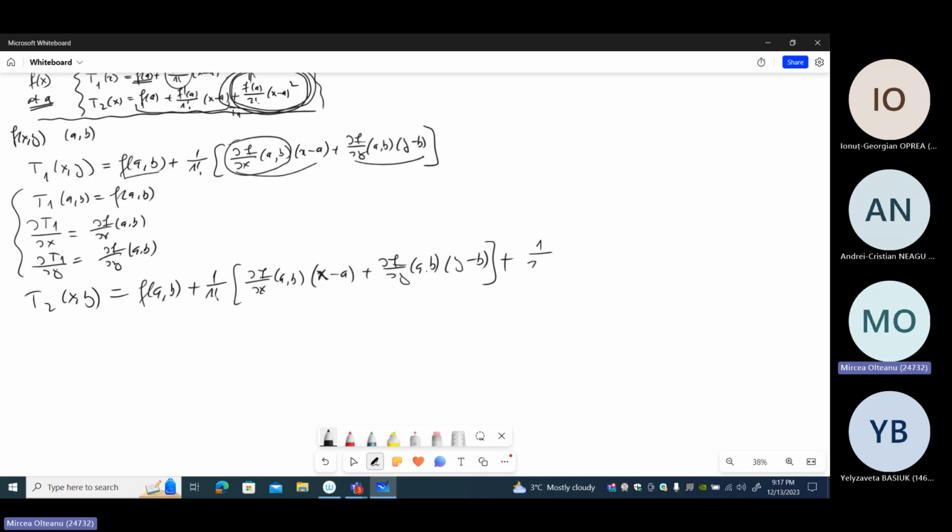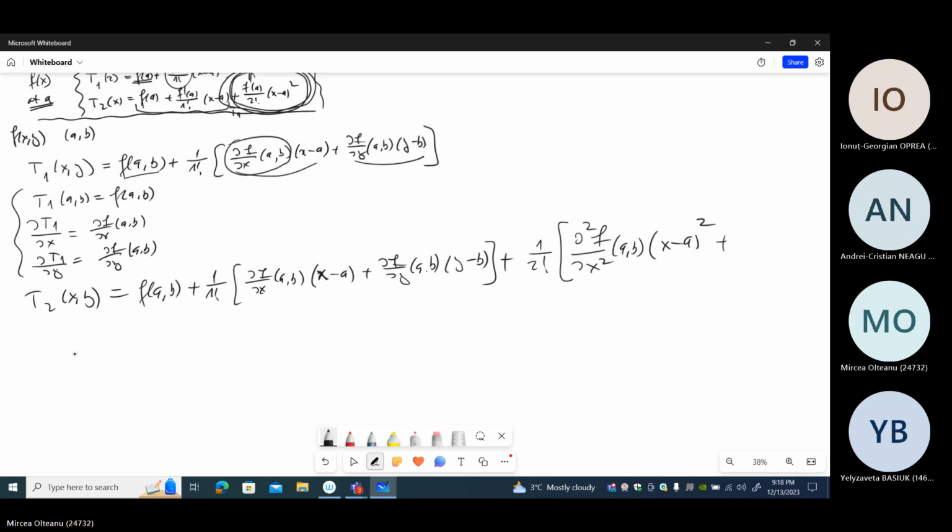It's 1 over 2 factorial times... How many second order partial derivatives do we have? 4, yes? Partial squared f over partial x squared at the point (a,b) times (x minus a) squared.